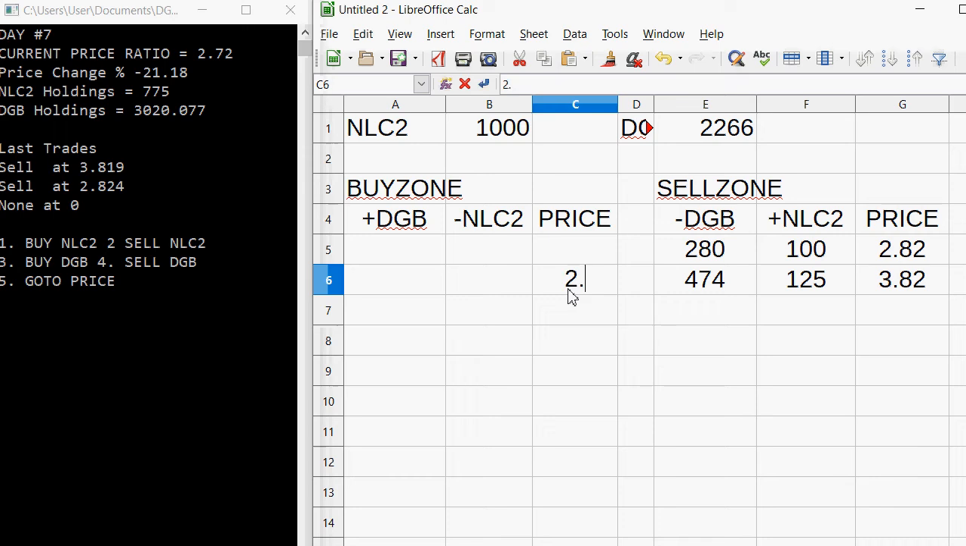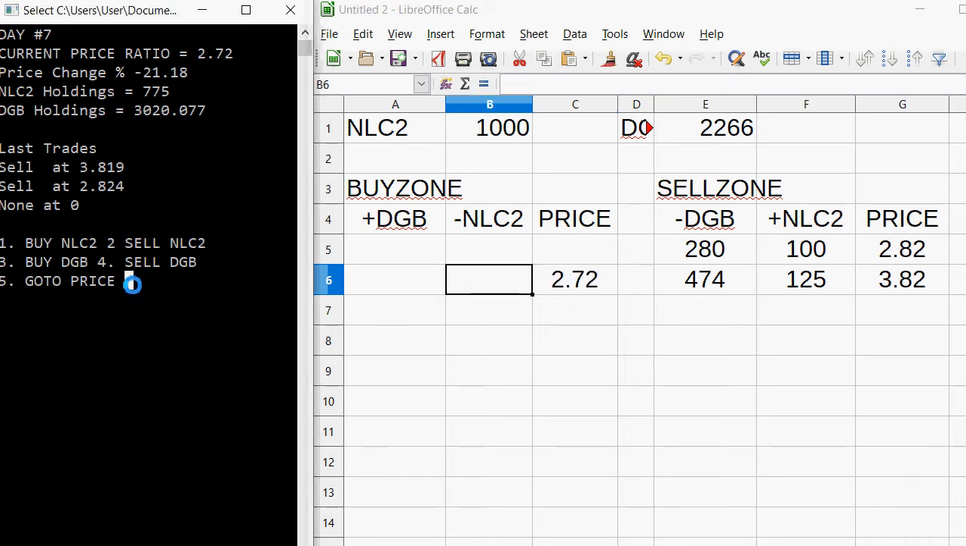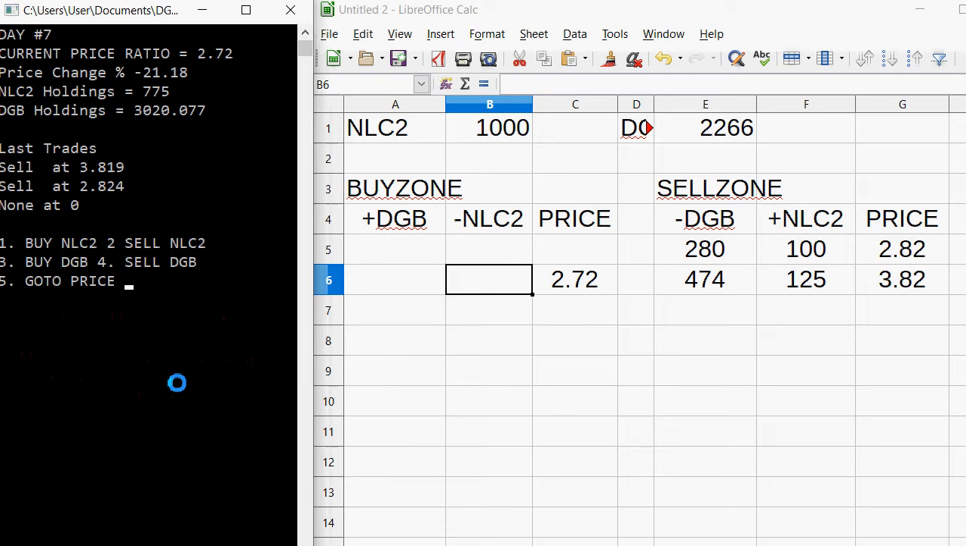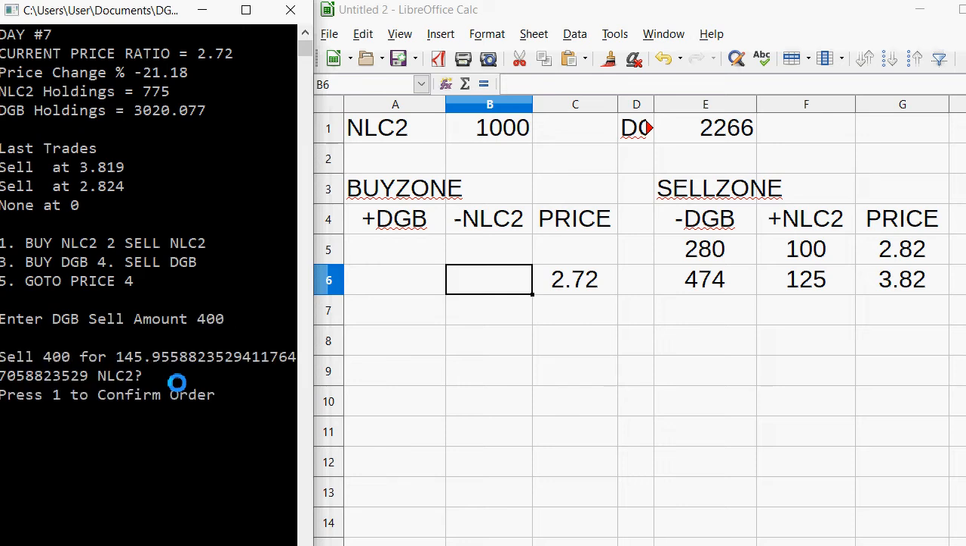So we will complete this transaction. And in doing so, because it goes down, I'm now going to be selling the DGB. Last time it was 474 of them. If I go, say, 360, I would get 131. And I would want a little bit more. So let's sell maybe 400. And then I get plus 75 almost, and then plus 20.